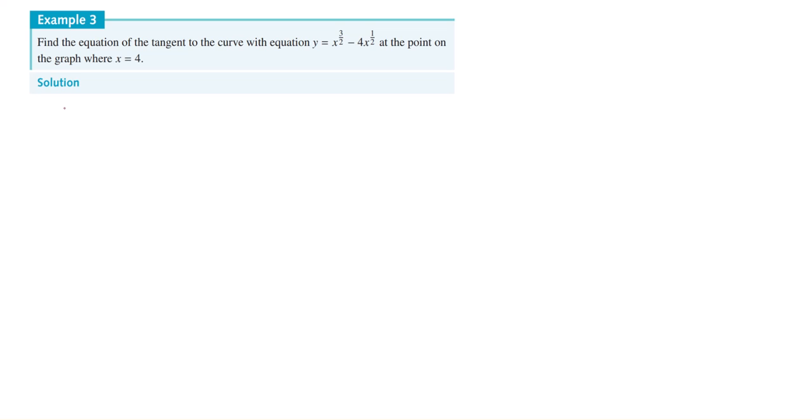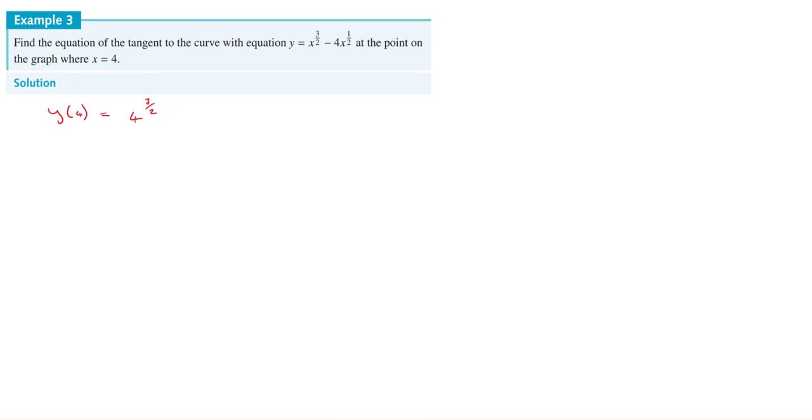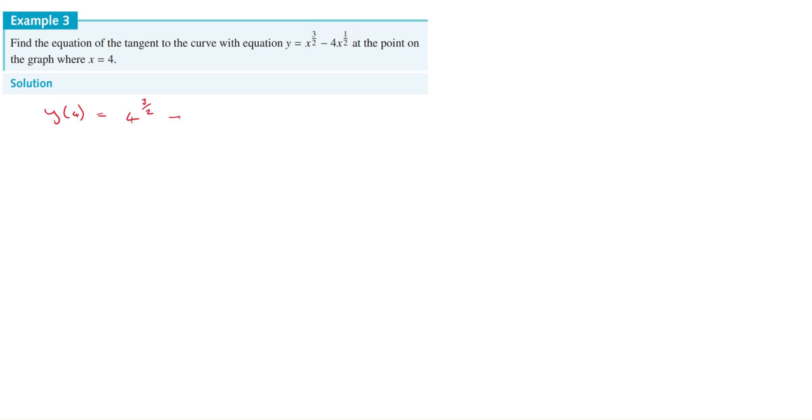So we'll have y of 4, in other words, when x equals 4, is equal to 4 to the 3 on 2 minus 4 times 4 to the half. Now I know some of you might have a little bit of trouble evaluating that, so I'll go through it. Remember 4 to the 3 on 2, you can write that as 4 to the half, remembering that a half is square root, and then put the cube on the outside, because when you have a power to a power, 3 times a half is 3 on 2.